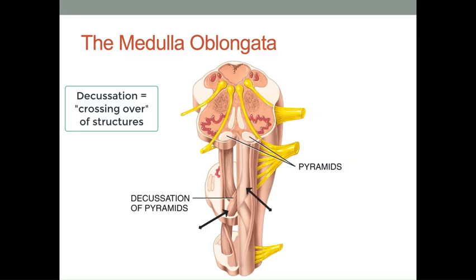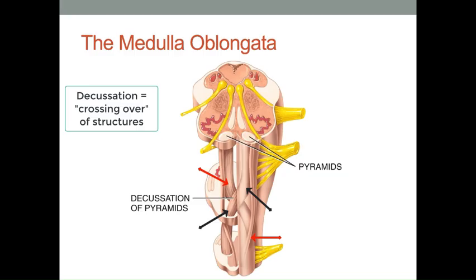So from the left side of your body, they're going to cross over and go to the right side of your brain. Conversely, we're going to have groups of neurons coming up from the right side of your body, cross over, and come over to the left side of the brain here. So the decussation of pyramids basically describes that crossing over of neurons that occurs there.